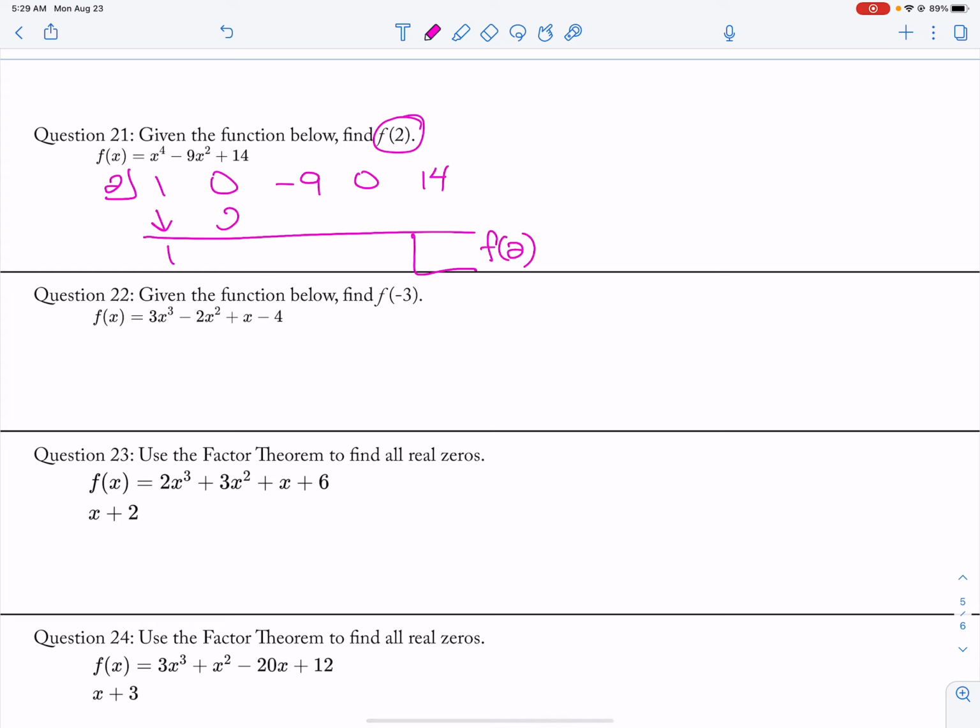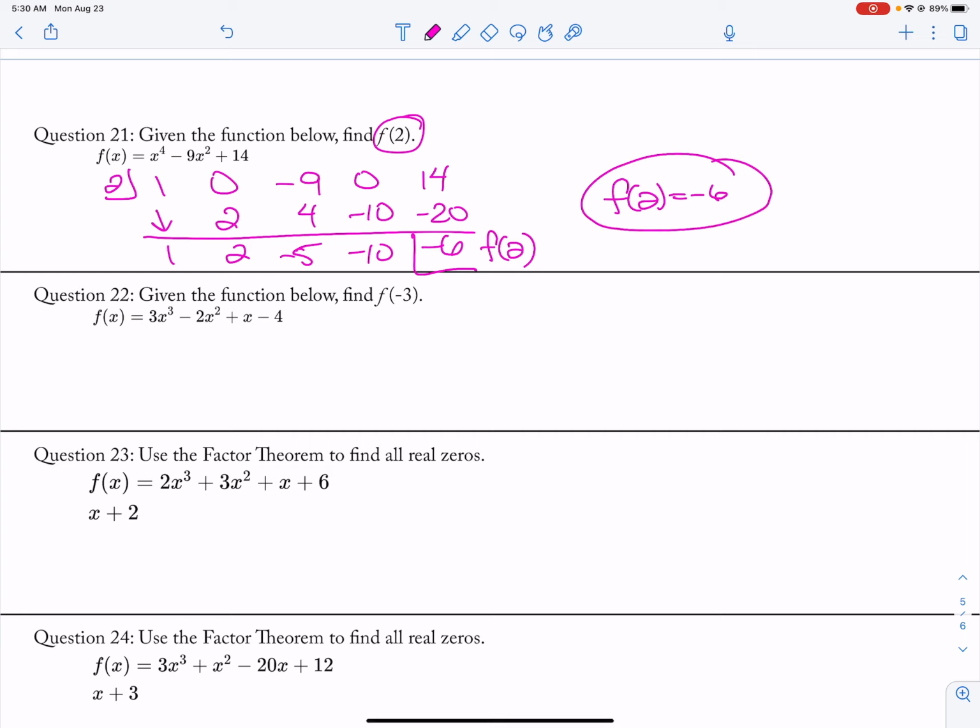So I bring down the 1. This is 2, 2, 4, negative 5, negative 10, negative 10, negative 20. So then that gives me negative 6. So f of 2 is equal to negative 6. And that is a lot faster than taking 2 to the 4th and then also squaring the 2 and multiplying by negative 9. Okay. Factor theorem to find all the zeros.